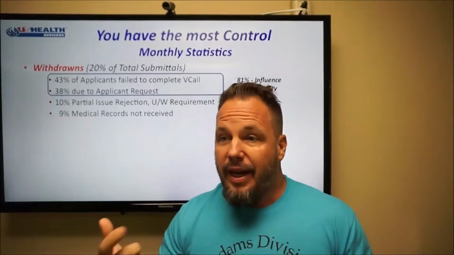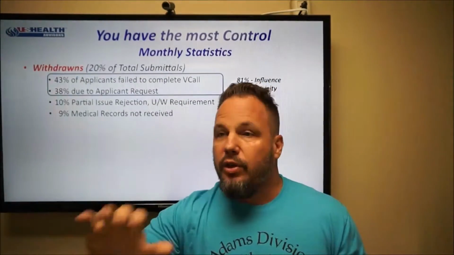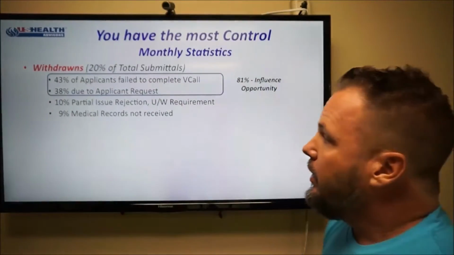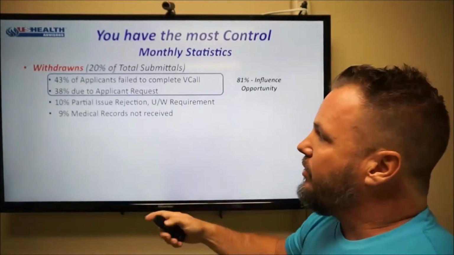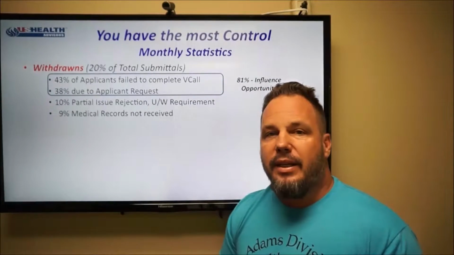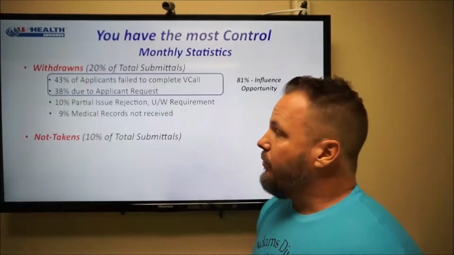You got to tell people, hey, if you get this policy and your husband doesn't get accepted, we have another option for you, so go ahead and accept that policy and we'll take care of your husband with a different way. 9% medical records not received. Of course, that's an APS that is sent out. They're not receiving the APS. You can influence that by helping your client find a way to get that APS handled for you.